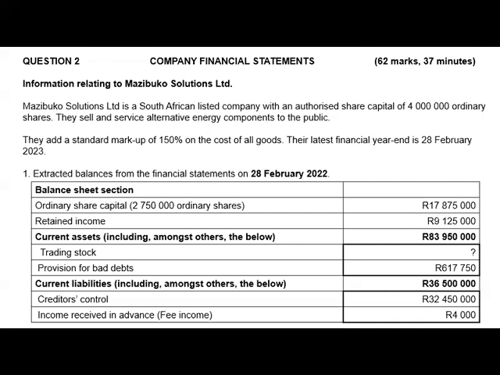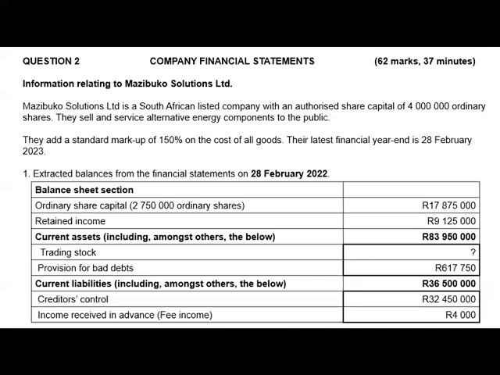Now, that is your starting point. You need to identify the name of your business so that you know who you are. You need to remember that when you prepare any financial records, you're preparing it on behalf of the business. You are the accountant of that specific business. And for this question, you are the accountant of Mazibuko Solutions.